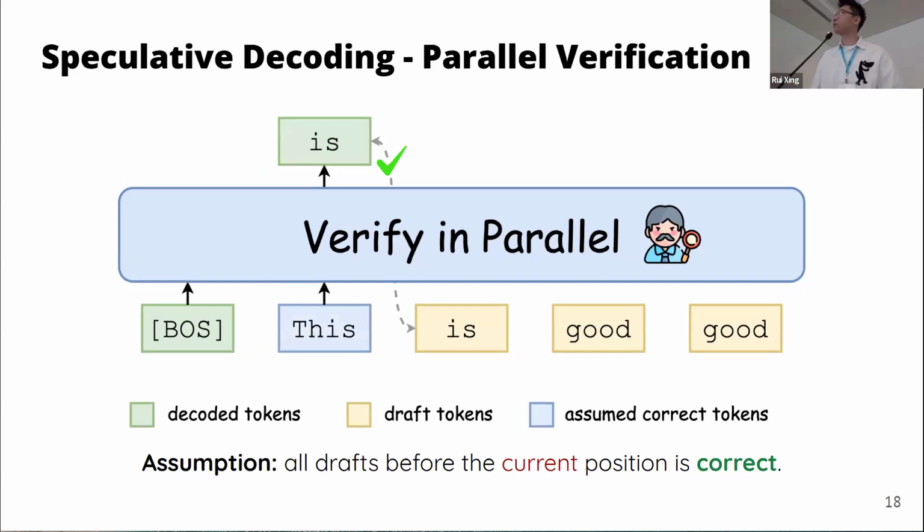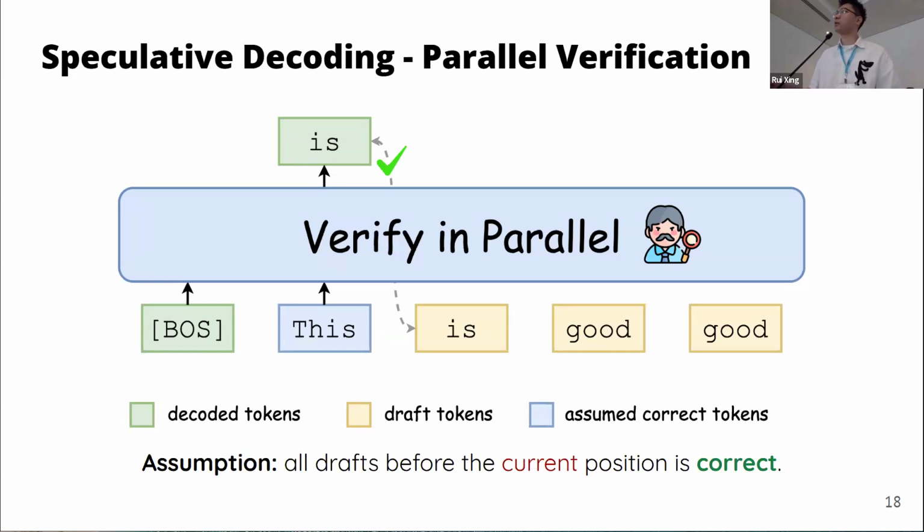And then we can get to the second draft token. In the verification of the second draft token, we can assume that all previous draft tokens are correct. The blue ones, we assume that they are correct tokens. We assume that they pass the verification so that they can input into the target large language model the BOS token and the token this.